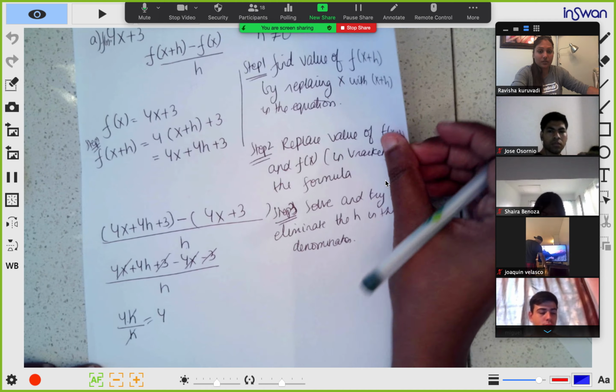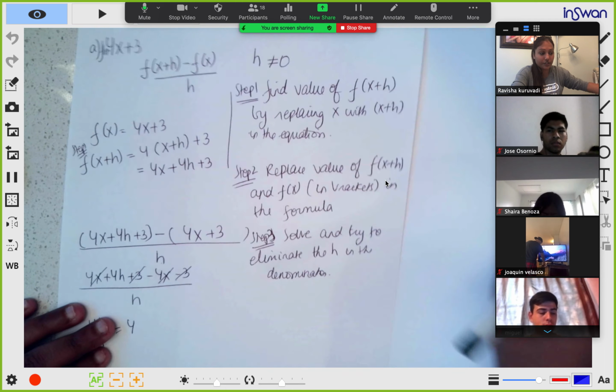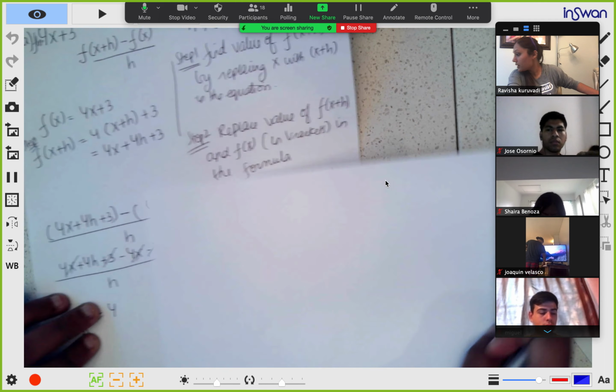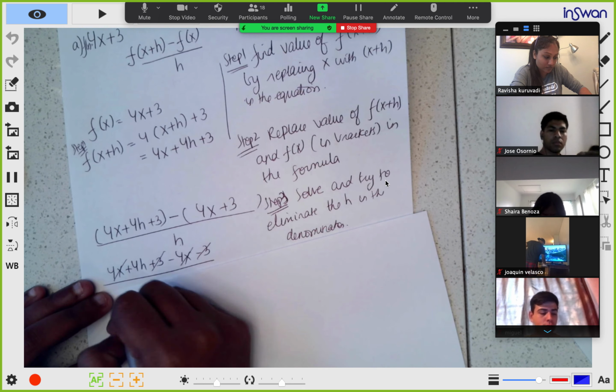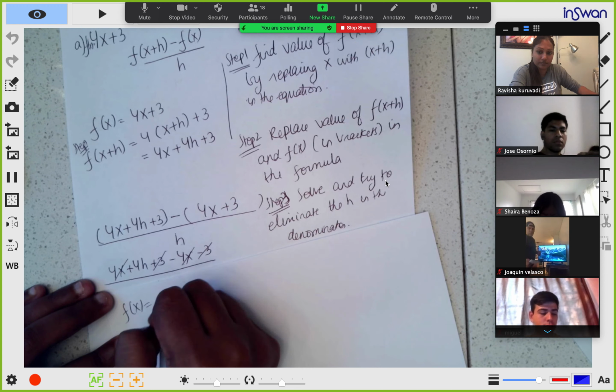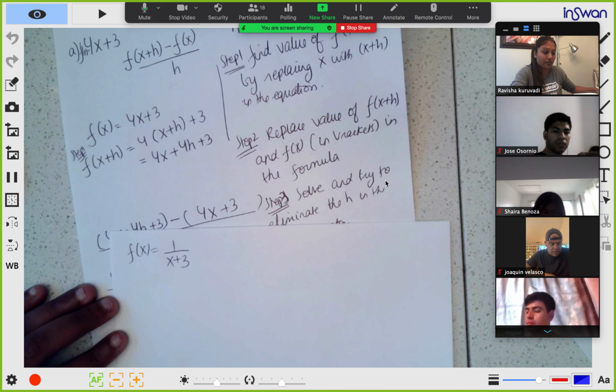Everyone got this one? Okay. Let's do another problem I'm going to do here. So you are given f(x) is equal to 1 over x plus 3. I'm taking this another example. 1 over x plus 3.